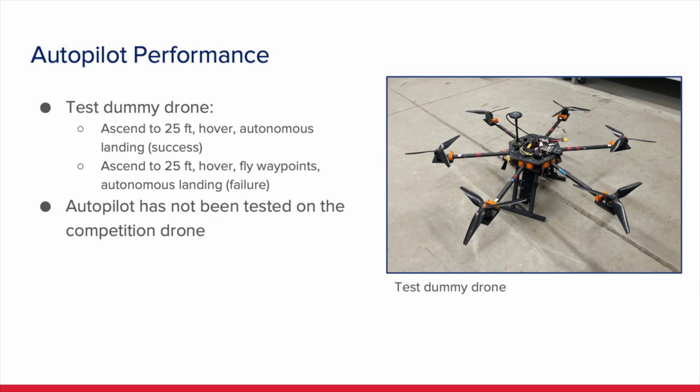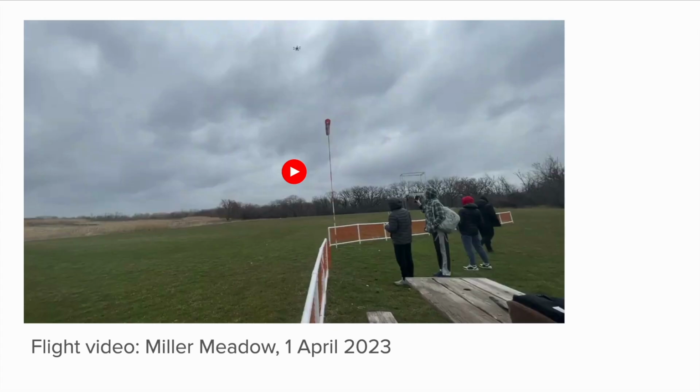The other mission we attempted was to autonomously take off, ascend to 25 feet, hover, fly some waypoints, and then land autonomously, but unfortunately the drone crashed after reaching the target altitude. Because of this, we did not conduct any tests with the much larger competition drone for safety reasons. This is our flight video of our successful hover and autonomous landing from April 1st at Miller Meadow.